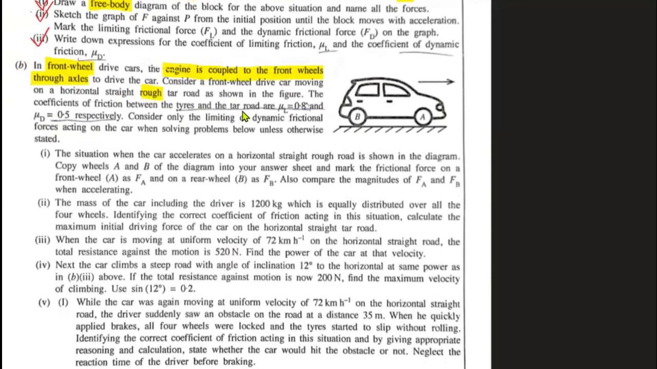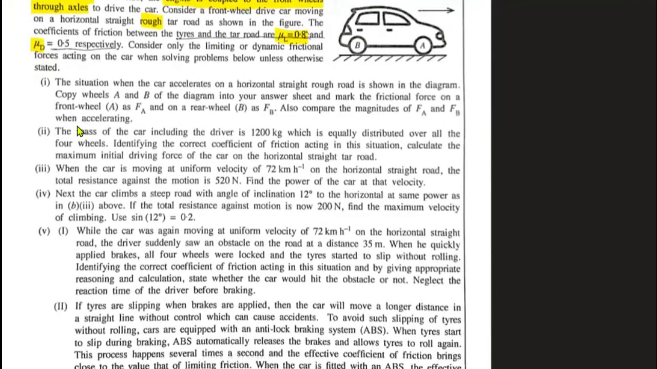in the figure below. The coefficient of friction between the tires and the road, they have given as this, and mu d as this. So what is mu L? Mu L is the static coefficient of friction. Mu d is the dynamic coefficient of friction. Consider only limiting and dynamic frictional forces acting on the car when solving the below, unless otherwise stated.